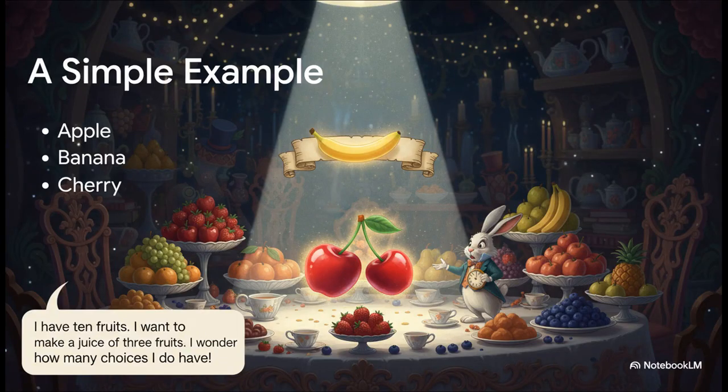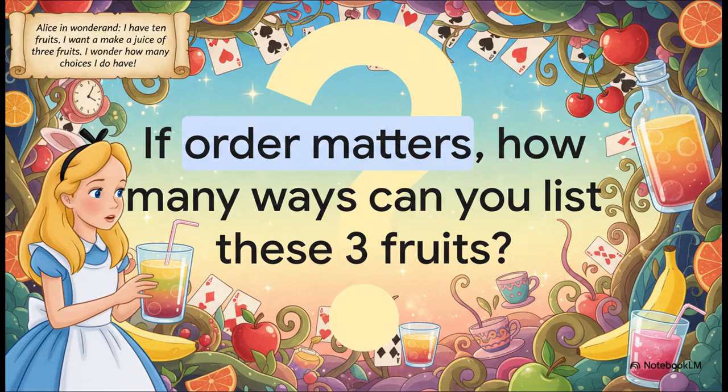All right, let's zoom in a bit. Forget all 10 fruits for a moment. Let's just pretend we've already picked our 3. We've got an apple, a banana, and a cherry. We're just going to use these 3 to really get a handle on how this whole permutation thing works. So the question is, if the order really truly matters, how many different ways can you line up these 3 fruits? Like, how many unique lists can you make? Think about it for a sec.